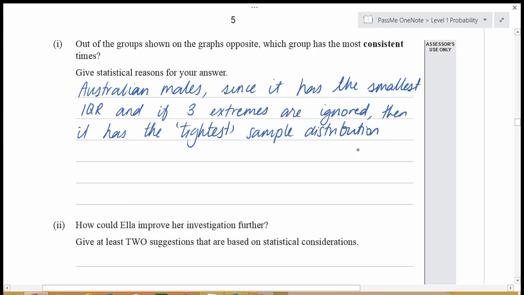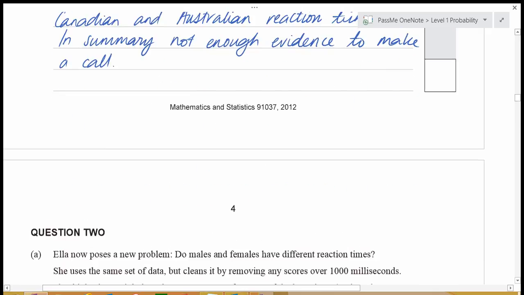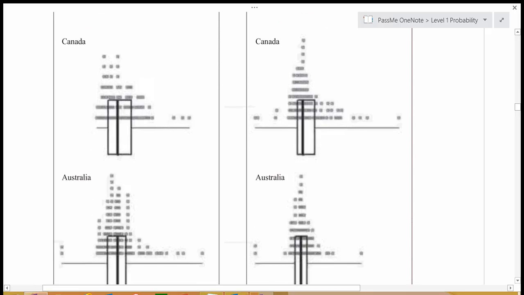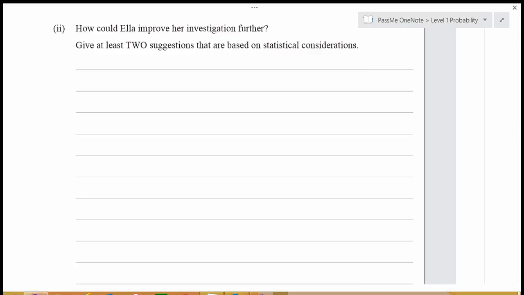Okay, how could Ella improve her investigation further? Well, there's several things that she could consider here, and the most obvious one to increase the confidence of her survey is to increase the sample size. So basically get more dots on your graph. So we'll maybe answer this in a bullet point style. So we'll say increase sample size. Okay, there's our first one. Basically to bring more confidence and reliability into her samples.